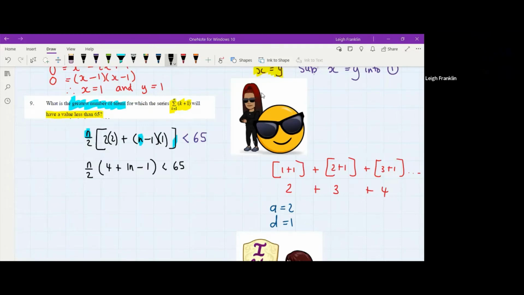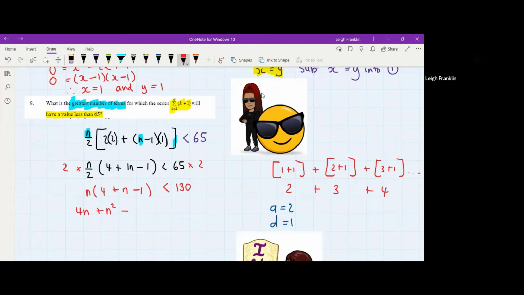Because you've got this divide by 2 over here, we always need to do the opposite. So on the left-hand side of the inequality we're going to times by 2, and on the right-hand side we're going to times by 2. There's no problem with us doing that because we're multiplying by a positive number. So on the left, we've now got n times (4 plus n minus 1) is smaller than 65 times 2, which is 130. Beautiful. Now I'm going to multiply out my brackets. So I'm going to get n times 4 is 4n, plus n times n is n squared.